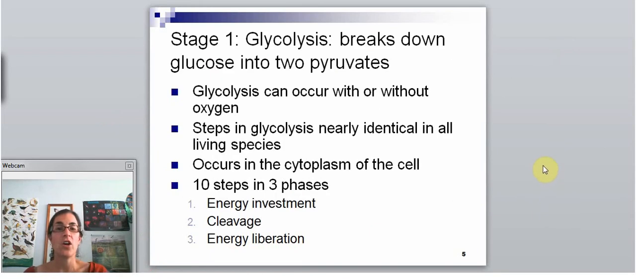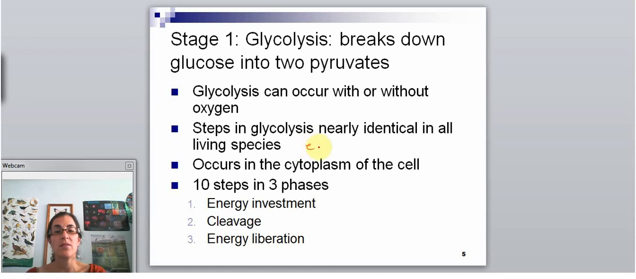So we'll start with glycolysis. So glycolysis is going to break down glucose into two pyruvates. Glycolysis can actually occur with or without oxygen, and we'll see that some organisms have the ability to do glycolysis even when no oxygen is present. Glycolysis is also identical in virtually every organism on Earth.